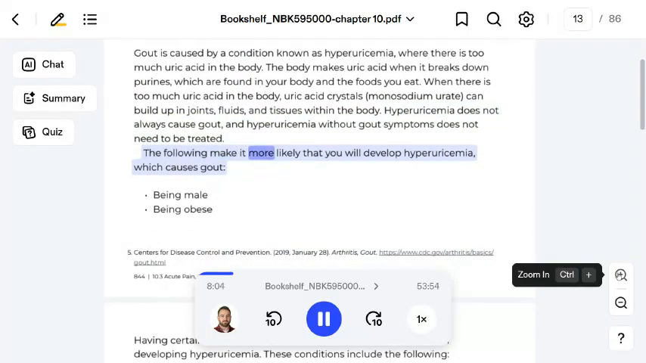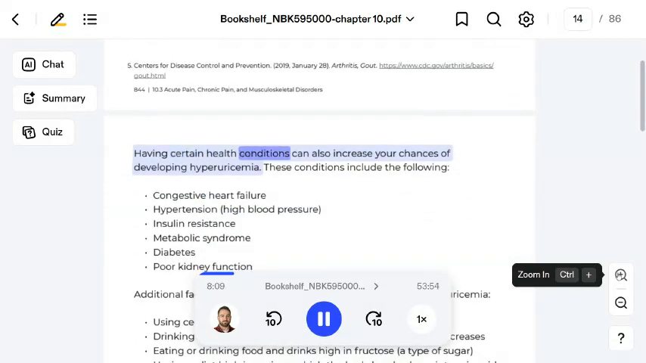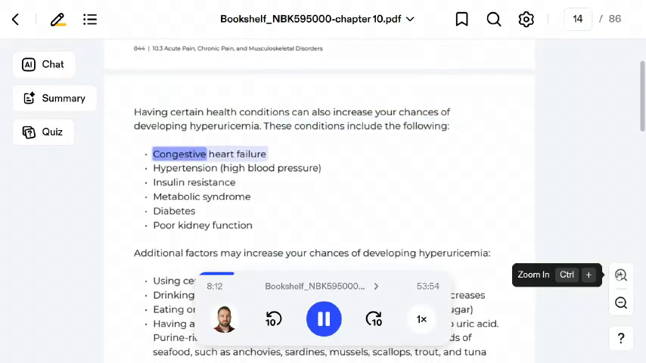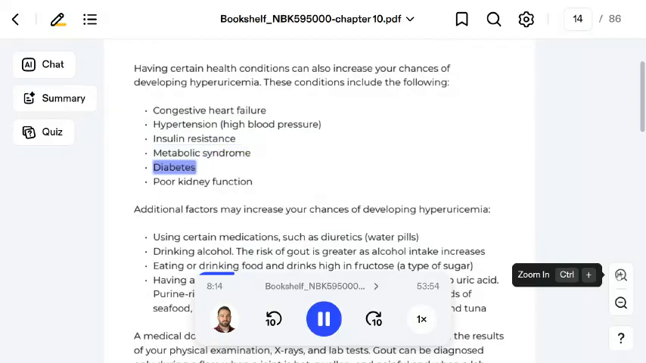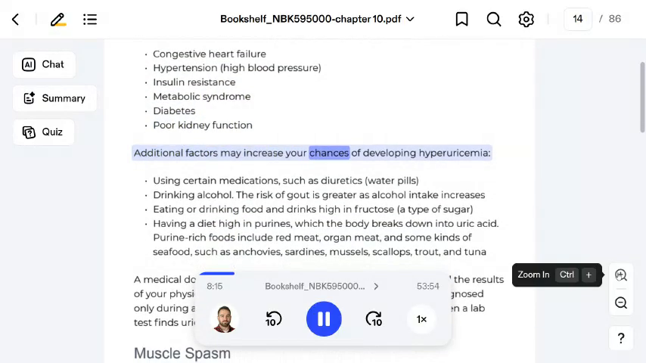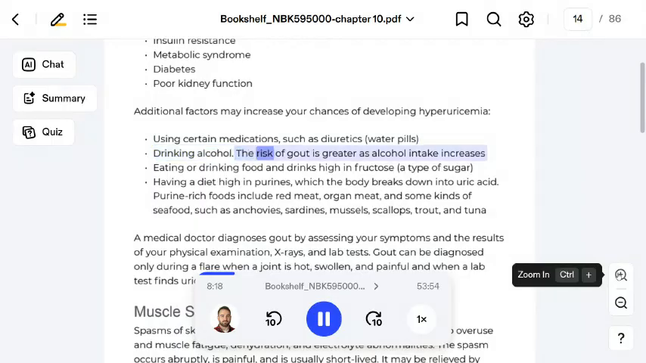The following make it more likely that you will develop hyperuricemia, which causes gout. Being male, being obese, having certain health conditions can also increase your chances of developing hyperuricemia. These conditions include the following: congestive heart failure, hypertension, insulin resistance, metabolic syndrome, diabetes, poor kidney function. Additional factors may increase your chances of developing hyperuricemia. Using certain medications, such as diuretics, drinking alcohol. The risk of gout is greater as alcohol intake increases.